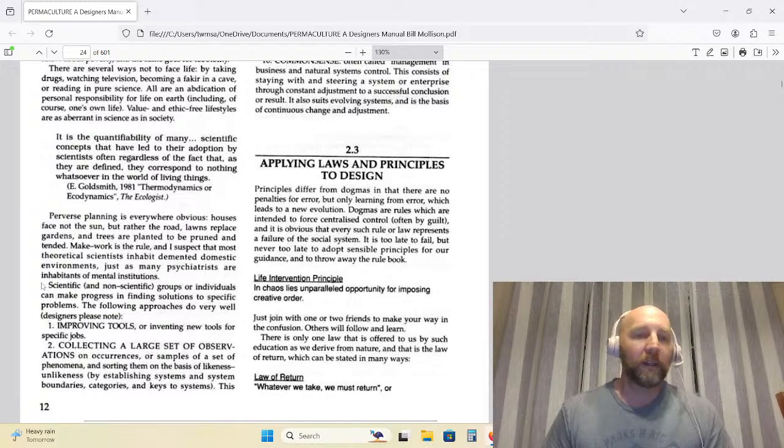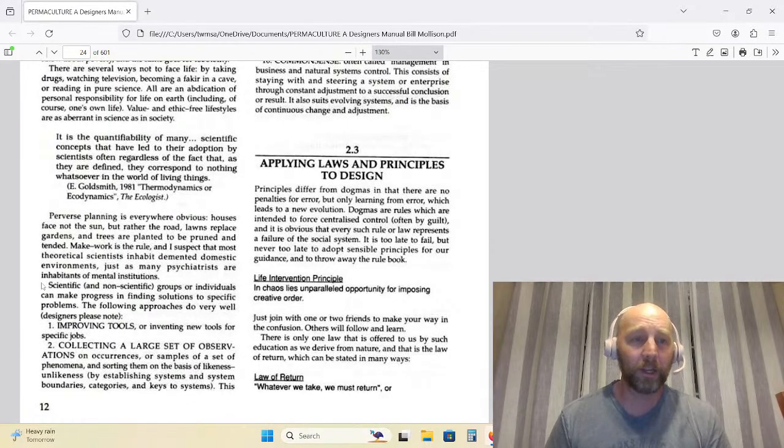It is the quantifiability of many scientific concepts that has led to their adoption by scientists, often regardless of the fact that, as they are defined, they correspond to nothing whatsoever in the world of living things.